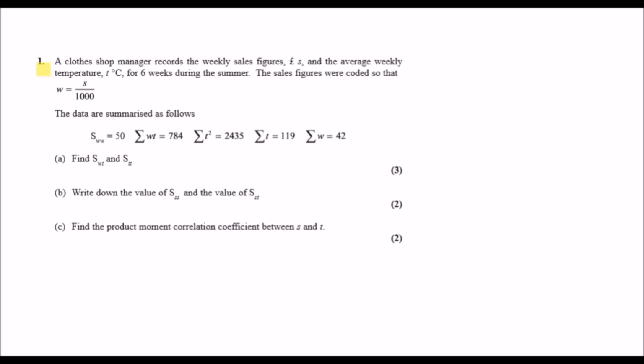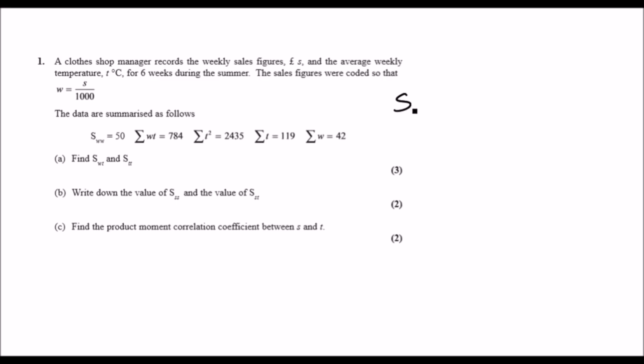If we do some little math rearranging, yeah? For 1 unit of S, you get 1 over 1,000 W. So the data are summarized as follows. You're given the usual stuff: the sum of squares for W, the sum of WT, and so on. Now, simple linear regression. Find SWT and SWW and STT.